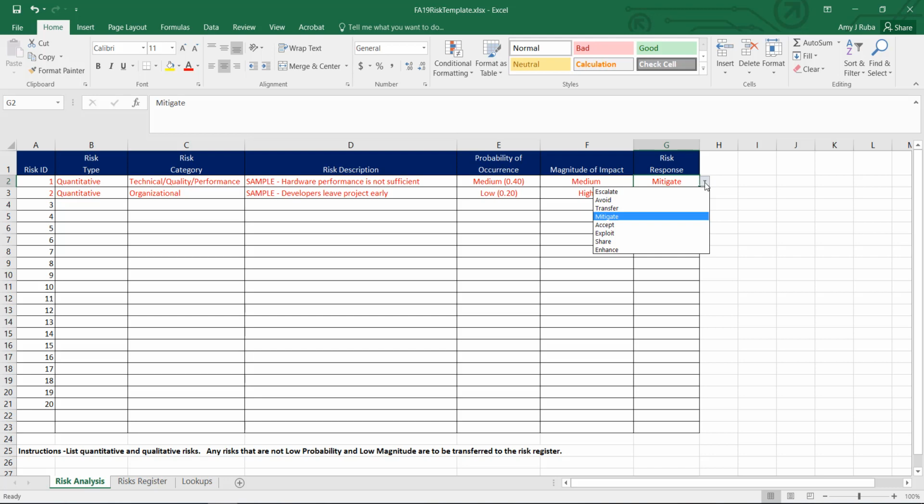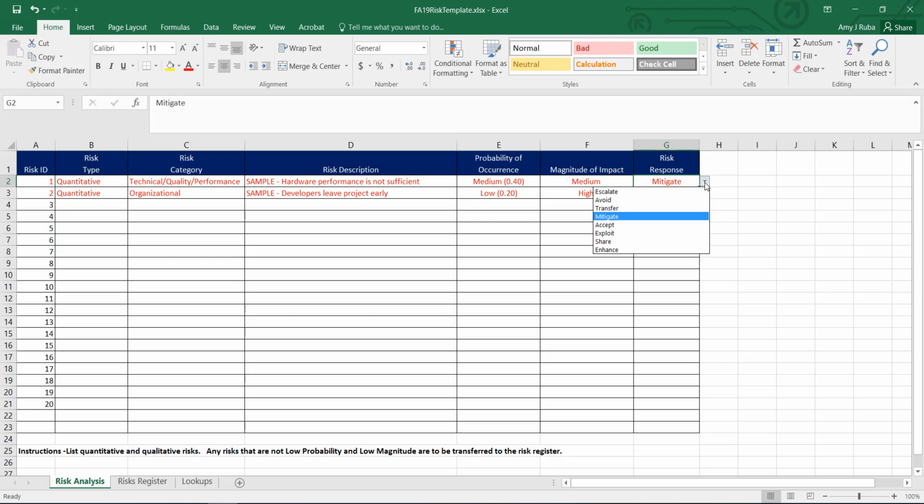Avoid. This risk response is used when you plan to eliminate the risk or its cause. Transfer. This risk response transfers the risk and its consequences to a third party. The risk is still there, but the responsibility of managing it has shifted to someone else. Mitigate. This is used when you plan to lessen the impact of the risk, either by reducing the probability that the risk will occur or by reducing the impact to an acceptable level. The final risk response for negative risks is accept. This is where you acknowledge the risk but don't plan to take any action to manage it. There are also 5 positive risk responses available.